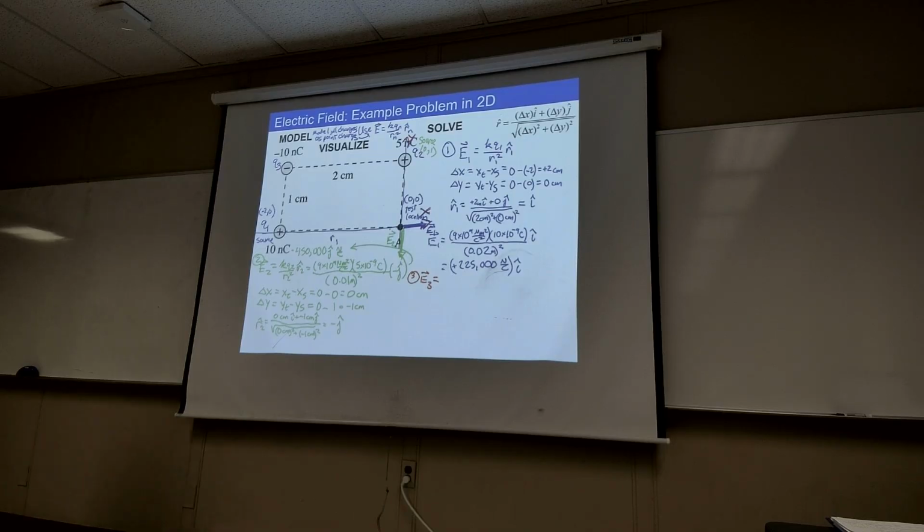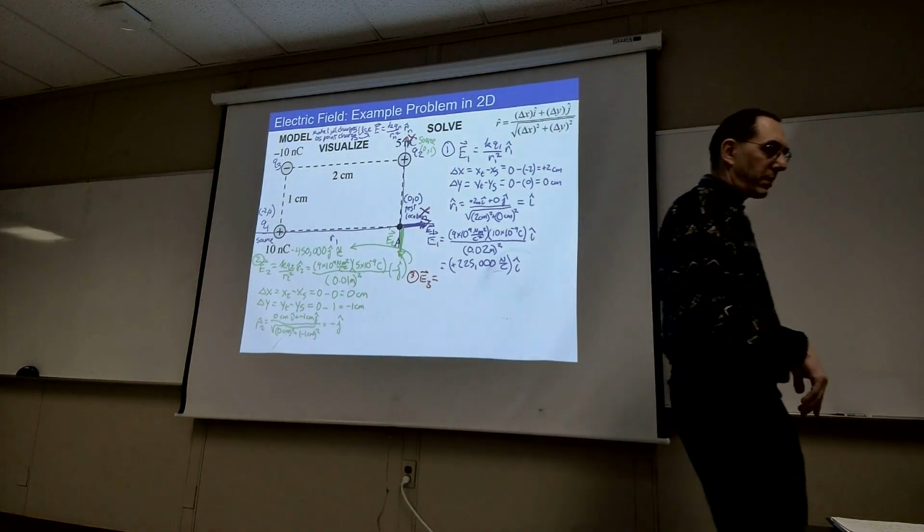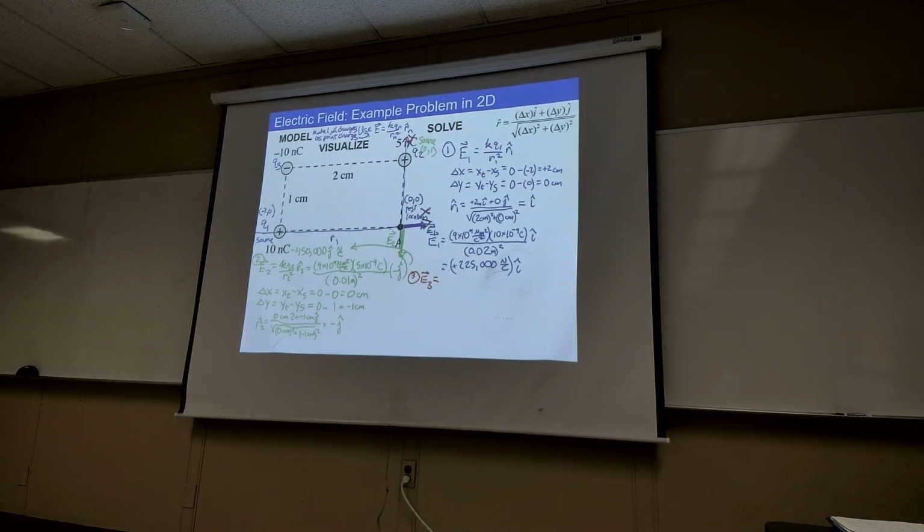All right, let's come back together here. Thank you folks for making good progress. Here we want to do the same kind of thing. We want K, but now Q3 over R3 squared and R3 hat. That's going to be 9 times 10 to the 9 newton meters squared per coulomb squared, times my charge, which is negative 10 times 10 to the negative 9 coulombs, divided by the distance. This is something we have to calculate, but we can do that. How do I do that? I want to know the distance R3 here.